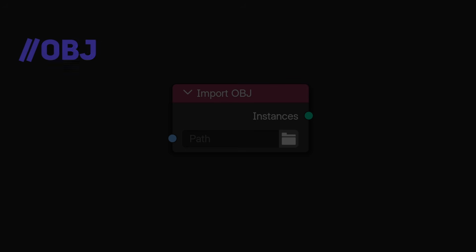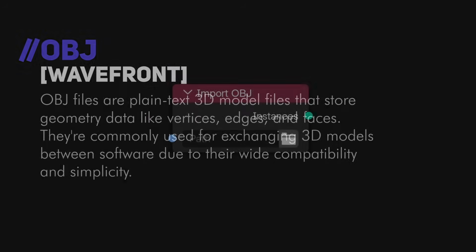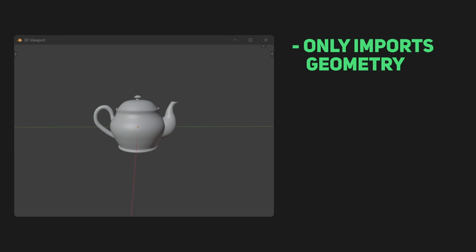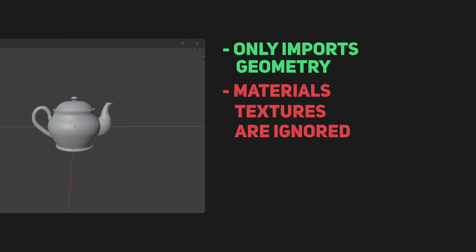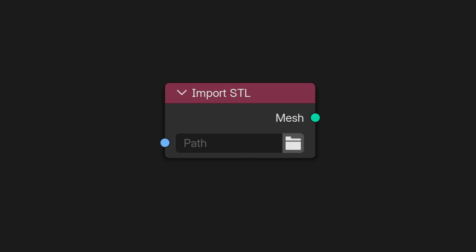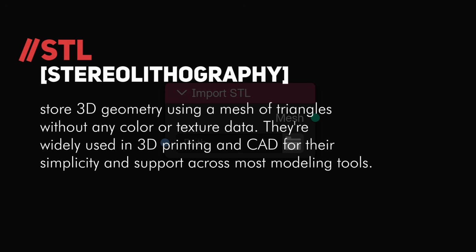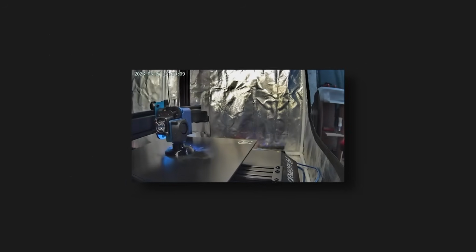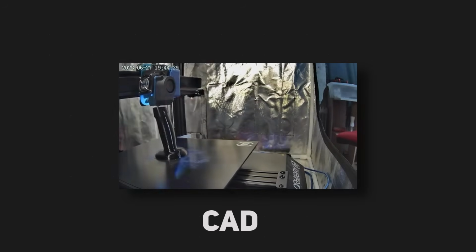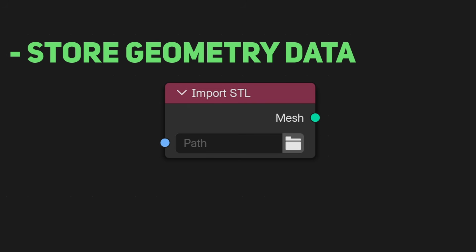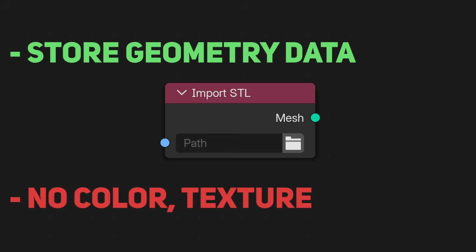Up next is the import OBJ node. This just lets you bring in OBJ files directly into the geometry node editor. It only imports the 3D models. Materials and textures are ignored. Up next we got the import STL node. This node brings in mesh geometry from a .stl file. These files are common in 3D printing and CAD softwares. They only store surface geometry, usually in triangles with no color, texture or extra attributes.